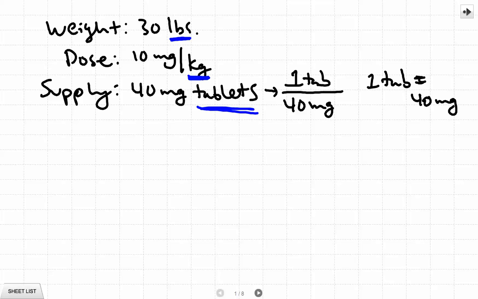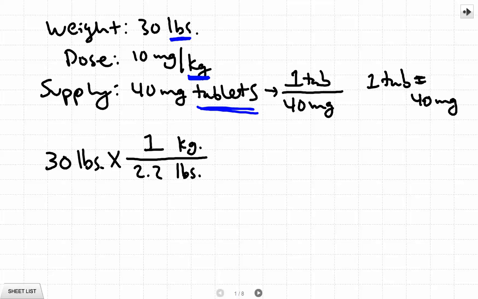So let's go ahead and do this problem out. So we have a 30-pound animal. And the first thing we need to do is get out of pounds and into kilograms, because the drug dosage in this case is in kilograms. And we know that 1 kilogram is 2.2 pounds. You're going to be dividing by 2.2 a lot. Anytime you have pounds to kilograms, this little conversion here is your friend.